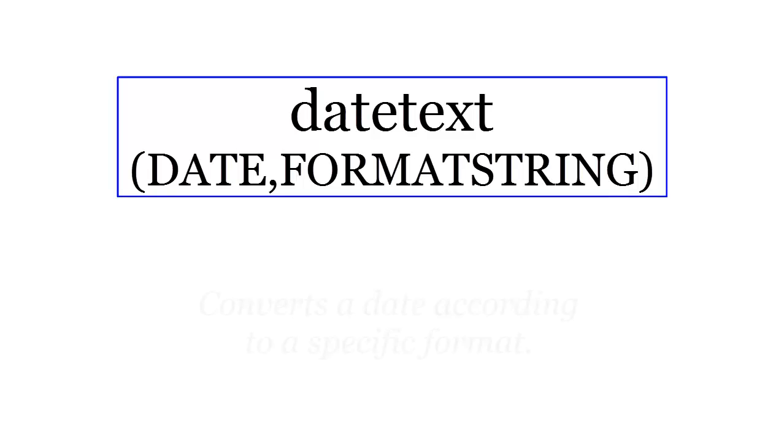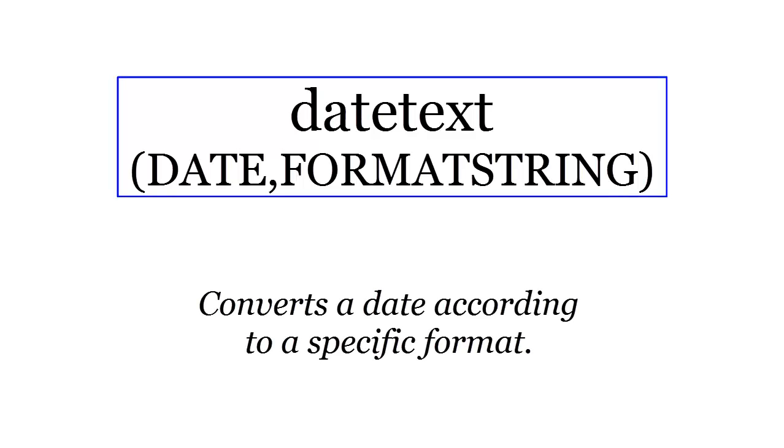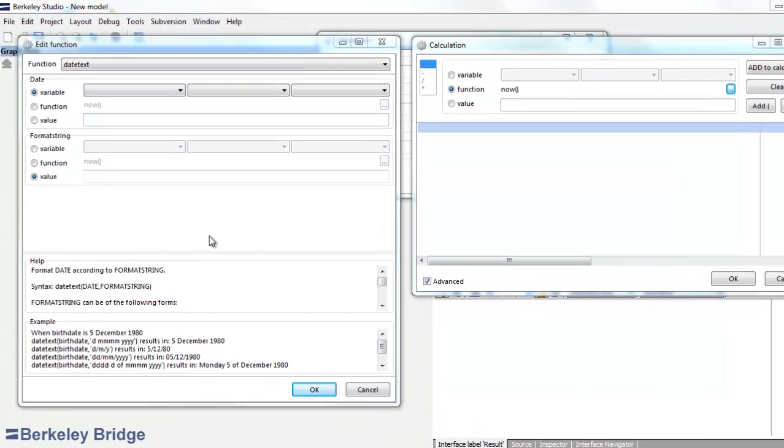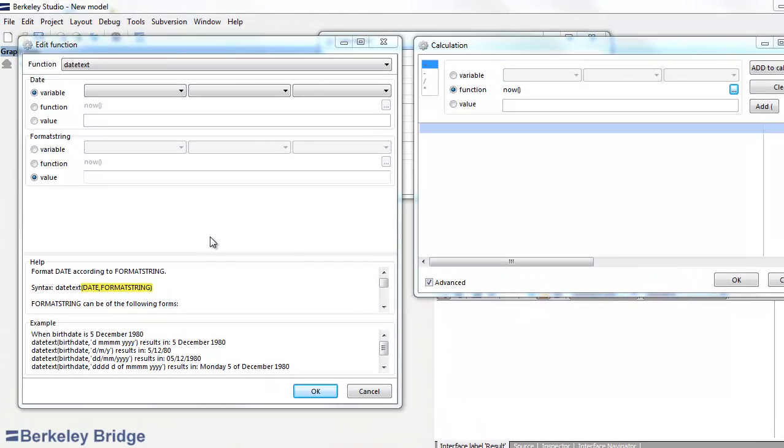Moving on, we have the function dateText. This function converts date according to a specific format, such as day, month, year, into a date in text. To illustrate, let's immediately move on to a calculation window in the Berkeley Publisher. The syntax of this function includes two inputs, a date and the format of the text. You should know by now how to insert a date by value or variable, so we'll move on to the string format. This decides what the resulting text will look like.